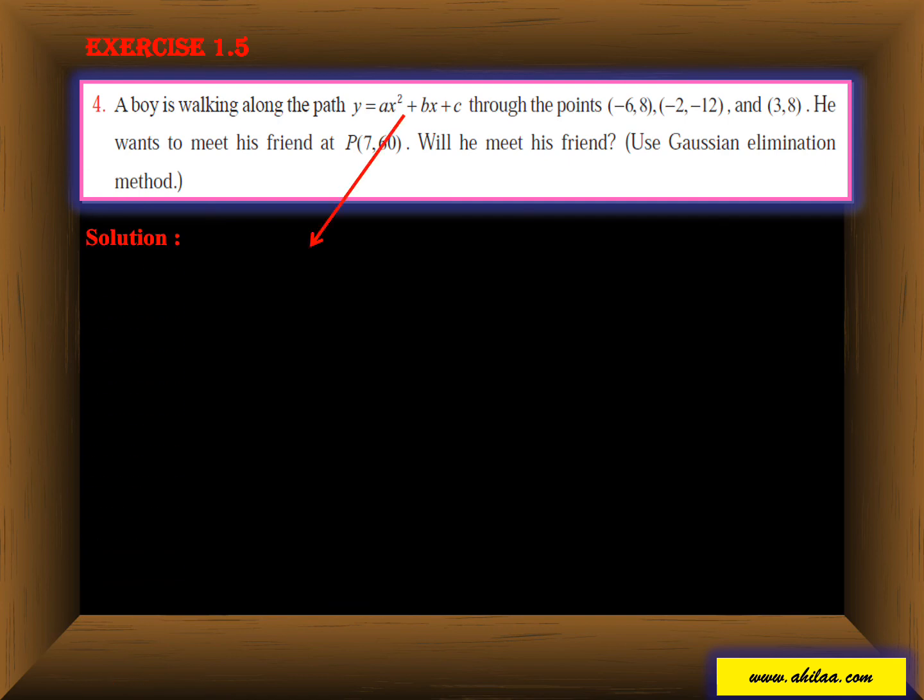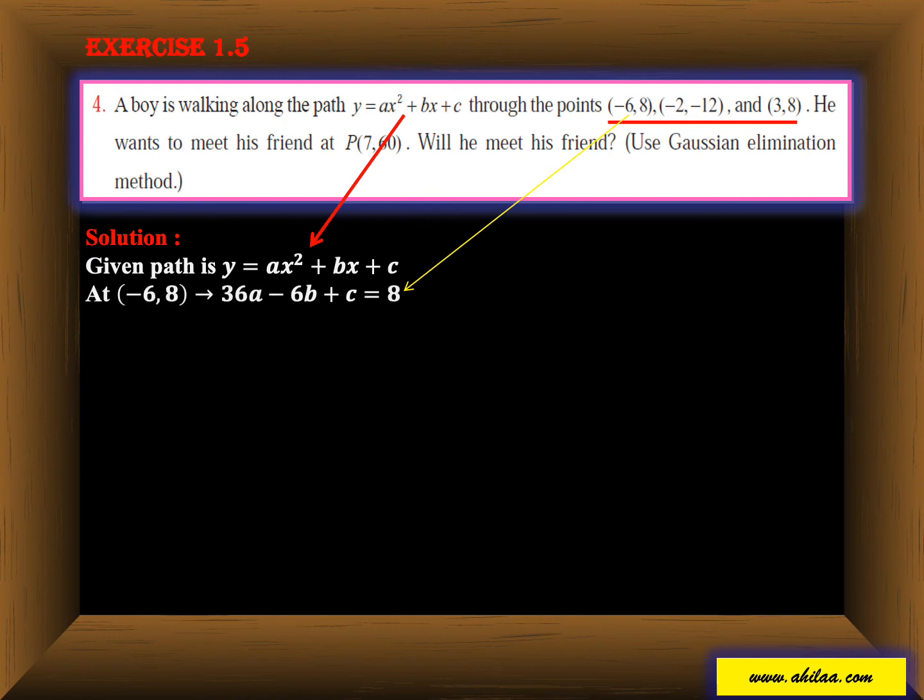Let us see. Here the path is given as y equal to ax square plus bx plus c. And it is given these 3 points lie on the path. So we know a point lying on the path means that point will satisfy that equation. So from (-6, 8), we substitute x equal to -6 and y equal to 8. So the equation is 36a minus 6b plus c equal to 8.